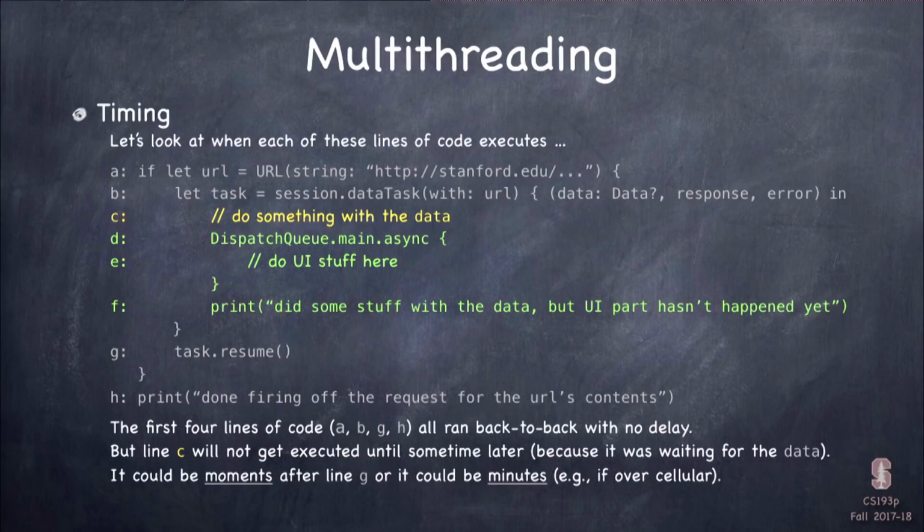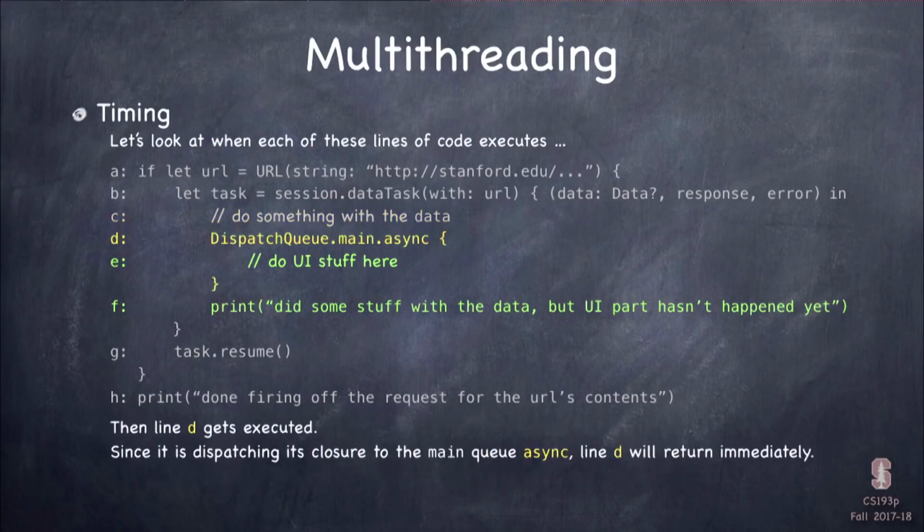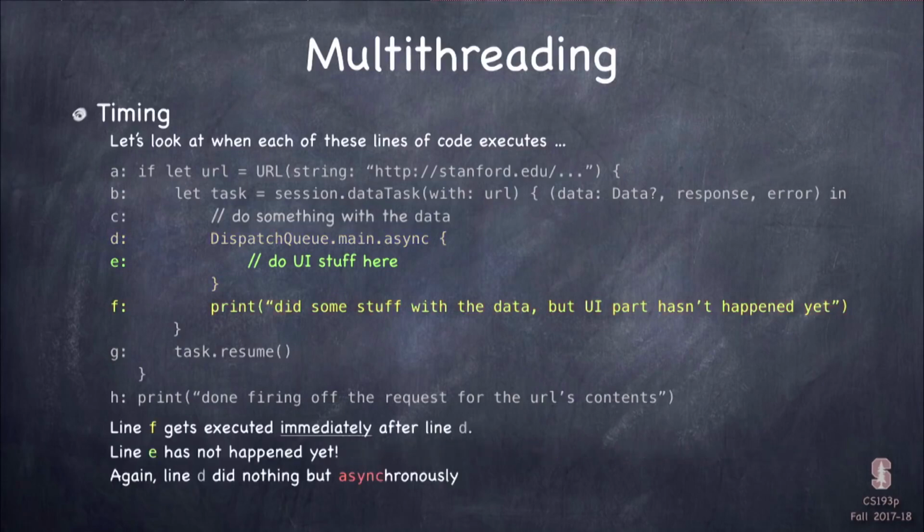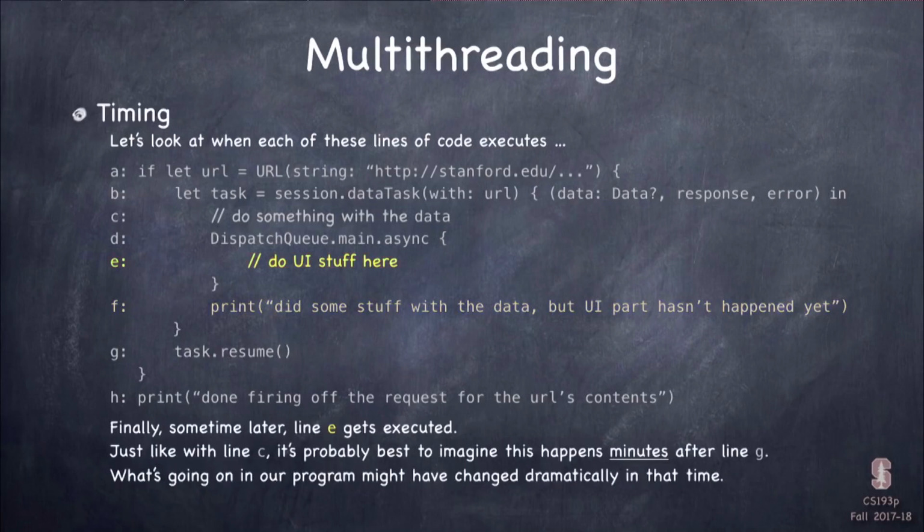Now I'm doing something with the data, processing it, looking at it, doing whatever I want. Then line D executes because I need to do some UI work, so I dispatch a closure that says do UI stuff here onto the main queue, and it gets in line to run on the main queue. But the main queue might be busy, or there might be other things on the main queue ahead of this closure, so this is not going to execute immediately. Instead, line F will execute immediately. Notice that line E has still not run, but line F has. Finally, line E runs whenever the main queue is quiet and ready to do it, and all the other closures that were ahead of it in line have run.